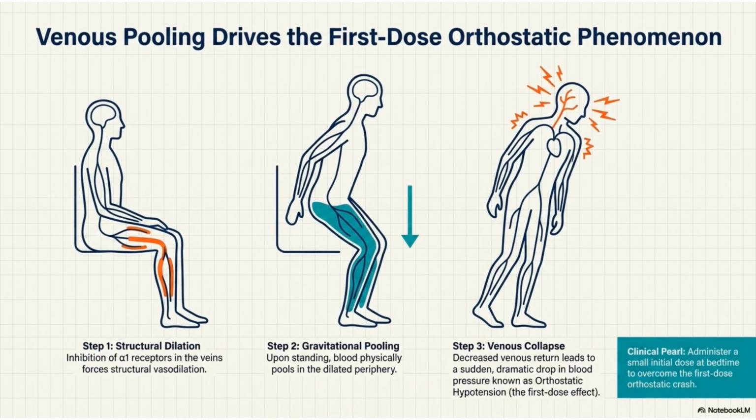Venous pooling drives the first dose orthostatic phenomenon. Inhibition of alpha-1 receptors forces vasodilation in the veins. Upon standing, blood pools in the periphery, causing a sudden drop in blood pressure known as orthostatic hypotension or the first dose effect. To mitigate this, a small initial dose is administered at bedtime.